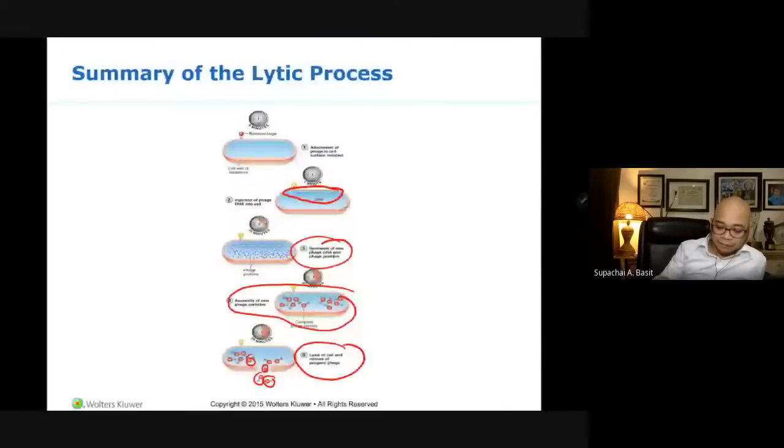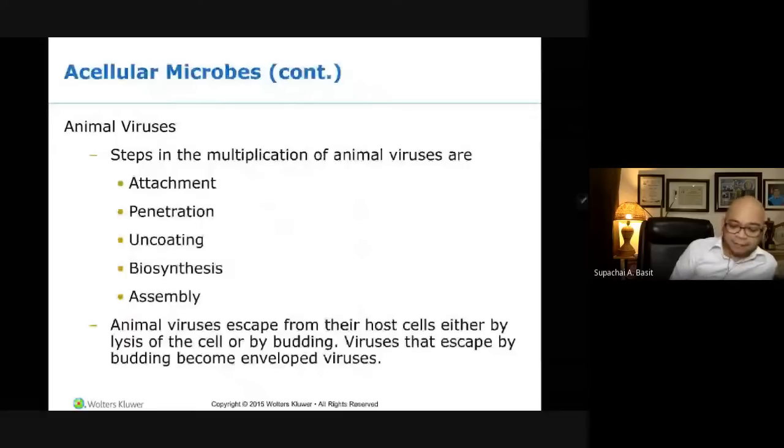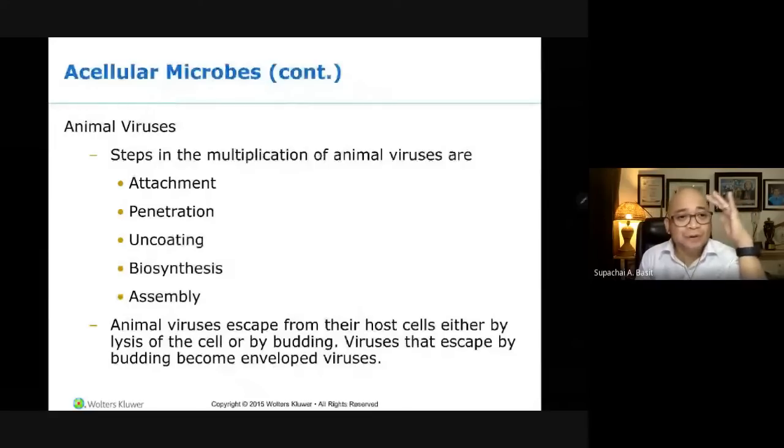Okay, so let's talk about animal viruses. A while ago, I was talking about bacterial viruses. But this time, let's talk about animal viruses. For animal viruses, we have several steps in the multiplication. So we have attachment, penetration, uncoating, biosynthesis, and assembly.